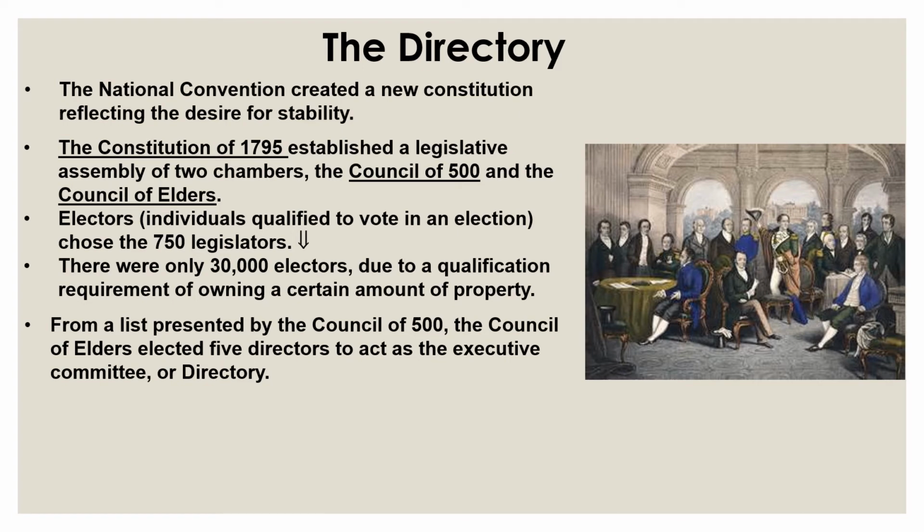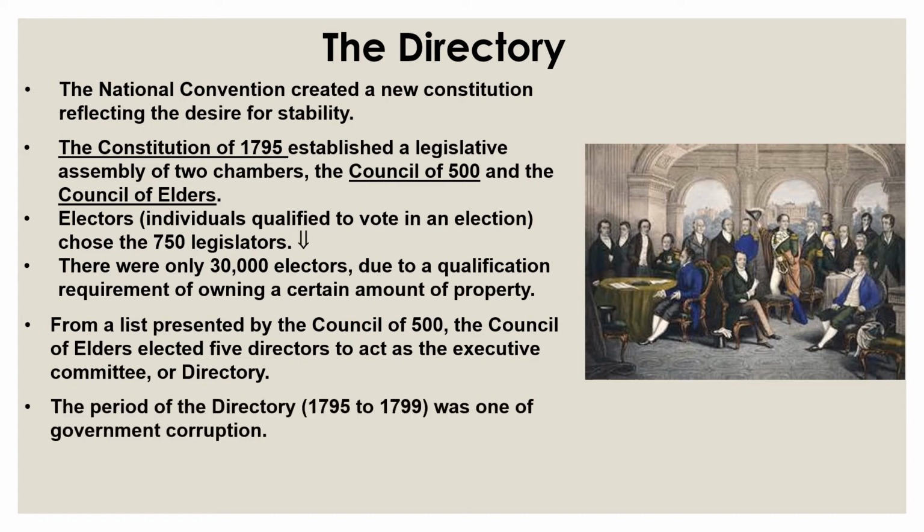From a list presented by the Council of 500, the Council of Elders selected 5 directors to act as the executive committee, or the executive branch, if you will. The Council of Elders and Council of 500 would be the legislative branch, but that executive committee was known as the Directory. The period of the Directory, after the fall of Robespierre and the end of the Reign of Terror, initiates another, more moderate phase in the revolution. This period was one of government corruption, however.